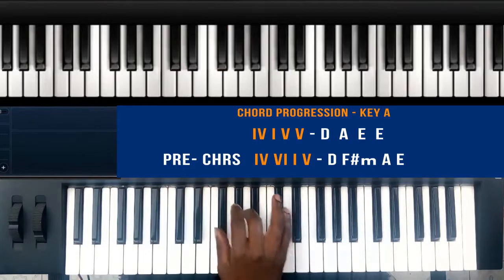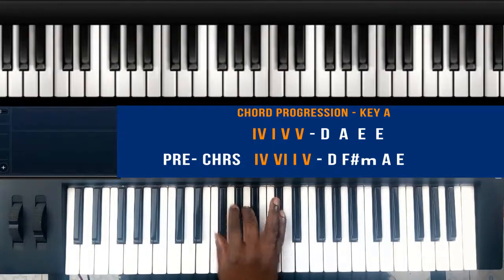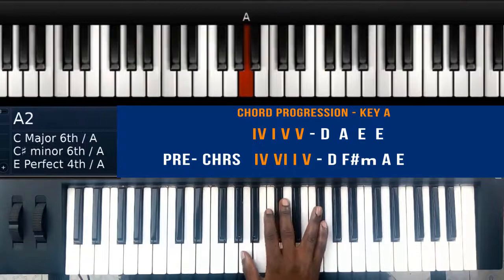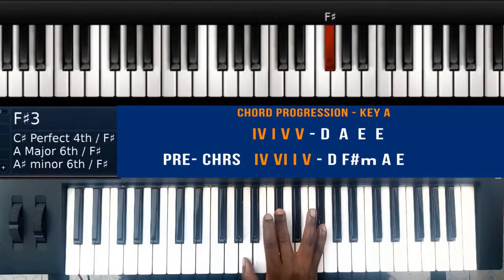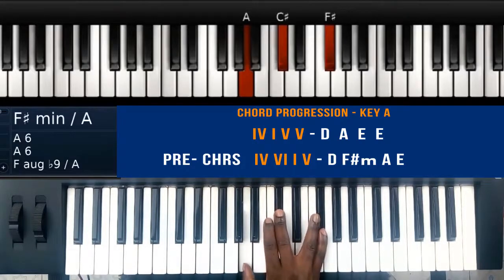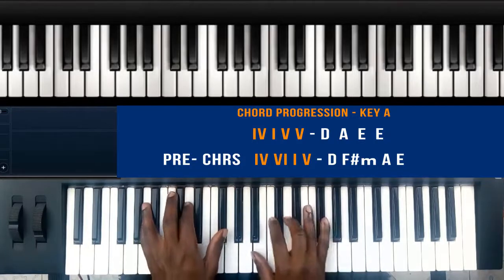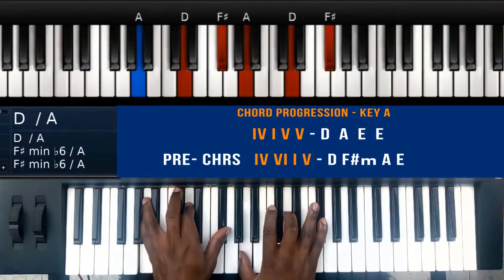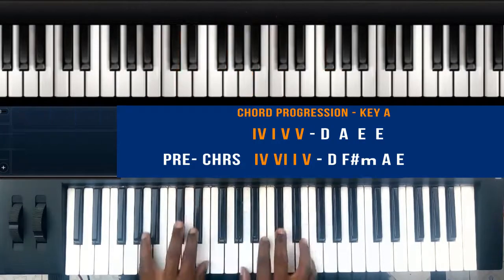On my right hand, F sharp minor. This is the normal F sharp, then the first inversion of the F sharp. I'm playing note A with my thumb, note C sharp with my middle finger, and note F sharp with my pinky. Those are the chords. The progression for the pre-chorus, you can just count it out.